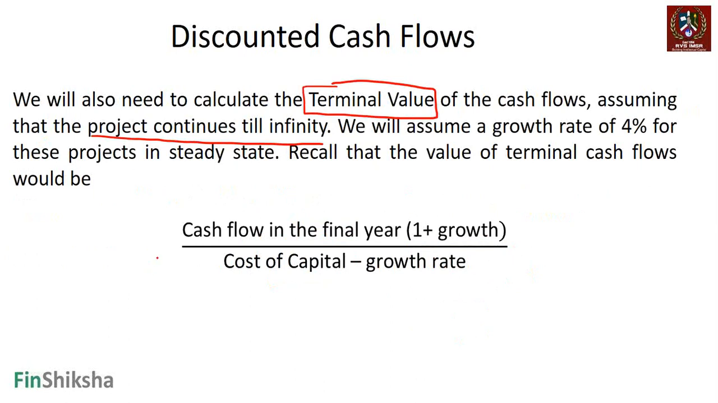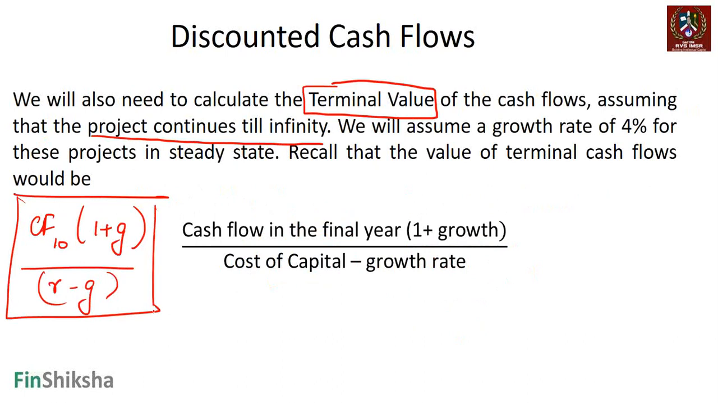Remember, we have already done this: when you're using discounted cash flow applications and you're looking at terminal value of cash flows, you look at the last year cash flow. So cash flow in year 10, you multiply it with the steady growth rate and you divide by the cost of capital minus the growth rate.